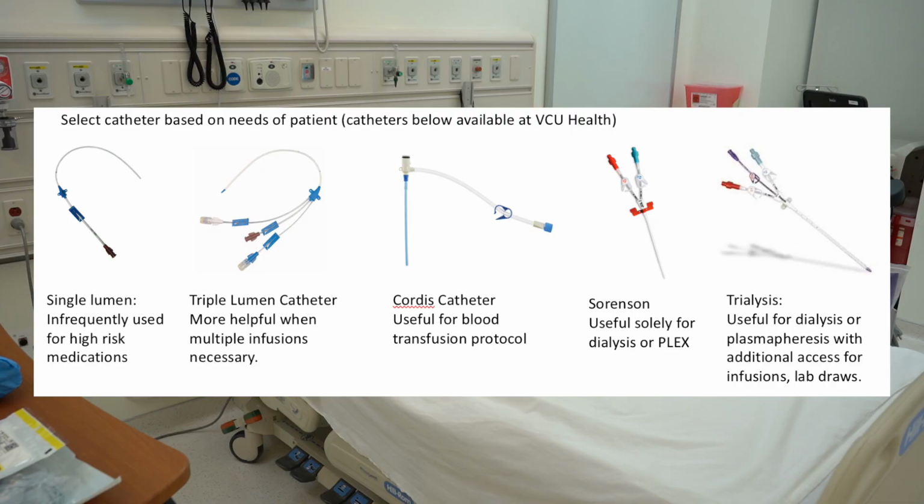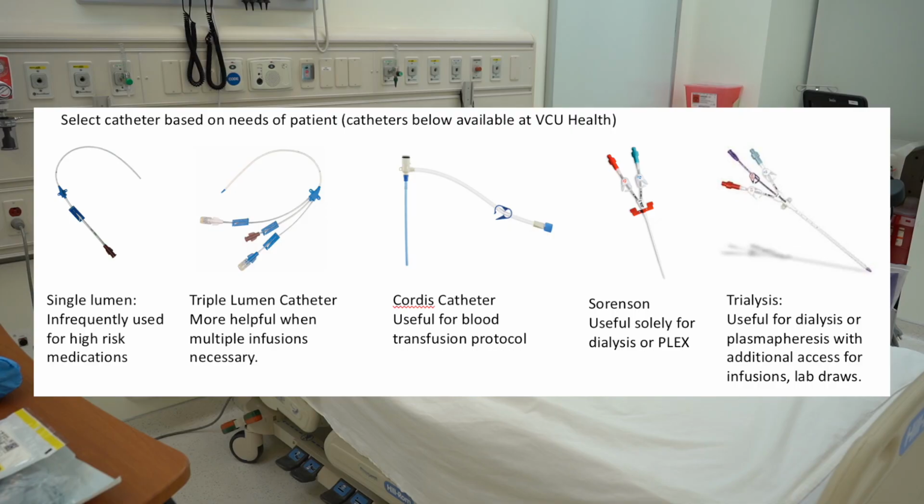We are going to be focusing on triple lumen catheter in this video, but it's good to know the variety of catheters that exist, and certainly at your institution. Here you can see we have a single lumen catheter, which we infrequently use as we typically have a need for multiple infusions, therefore typically pursue a triple lumen catheter. Quad lumen catheters also exist.